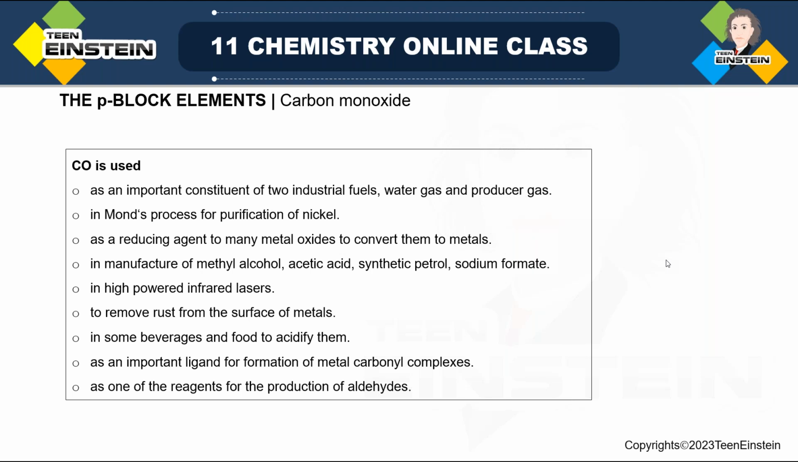So carbon monoxide, we have seen its structural features, how we can prepare it, and important properties. Now, what are the applications for this monoxide of carbon? Important constituent of two industrial fuels, that is water gas and producer gas. So water gas, it is mixed with H2, and in case of producer gas, it is mixed with nitrogen.